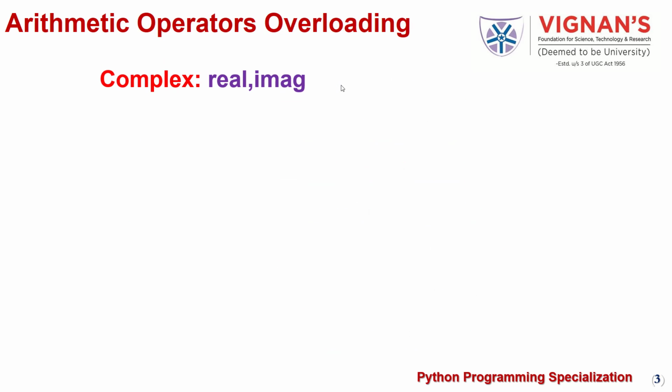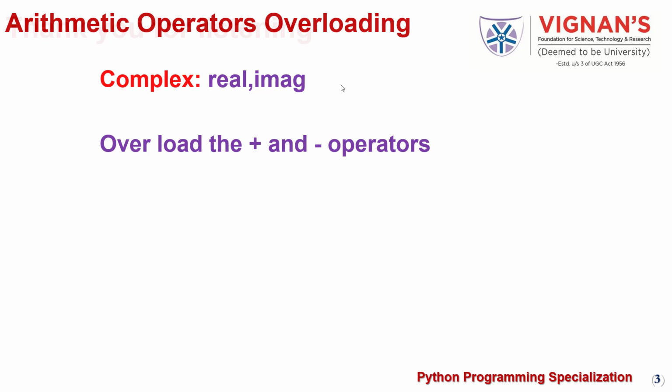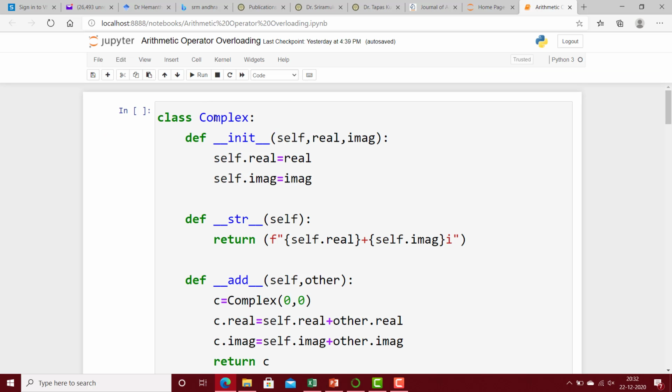Let us discuss with an example. We are creating a complex number consisting of real and imaginary object data members, and we want to overload the addition, subtraction and multiplication operators. So let us discuss an example for the creation of the Complex class. For that reason here we are using the class Complex, and already we know that every complex object consists of two data members, real and imaginary.